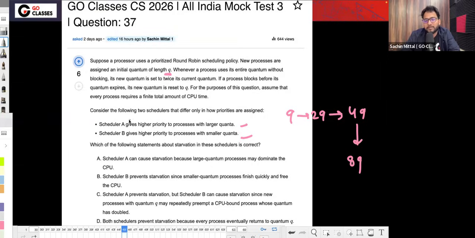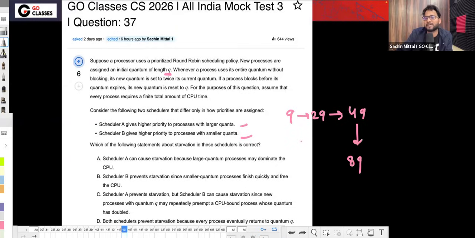And scheduler A is giving the higher priority to the larger quanta. Scheduler B is giving the higher priority to the smaller quanta. So which scheduler can cause the starvation? Obviously, scheduler B. Why? Because scheduler A is basically saying that whoever is running completely, let me give the higher priority to that. And since quanta is even larger, it will be scheduled for the larger time. So it is just trying to finish the processes.